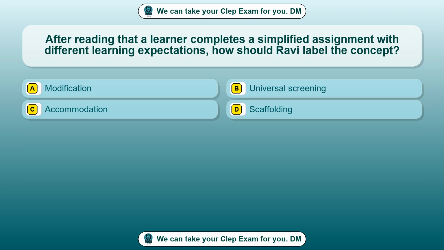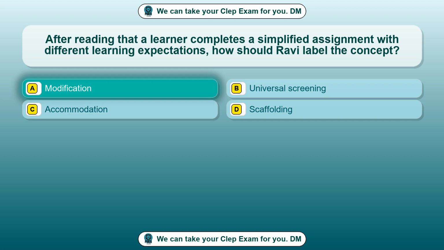Question 65. After reading that a learner completes a simplified assignment with different learning expectations, how should Ravi label the concept? Option A, modification. Option B, universal screening. Option C, accommodation. Option D, scaffolding. The correct answer is option A, modification.